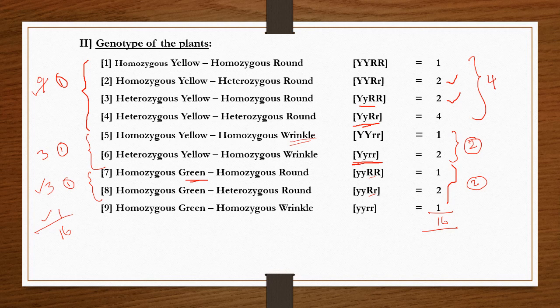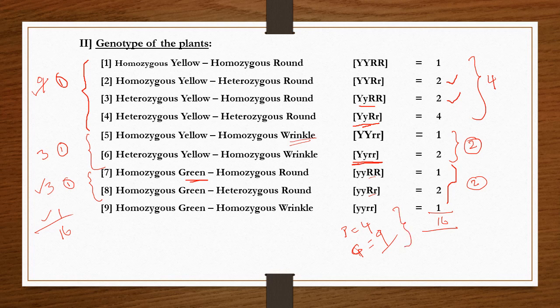So in a dihybrid cross, we can observe phenotypes are 4, sorry, not 9 phenotypes, phenotypes are 4 only, that is yellow round, yellow wrinkle, green round and green wrinkle. But these 4 phenotypes are represented with 9 genetic compositions. So this is one important concept in the objective manner.